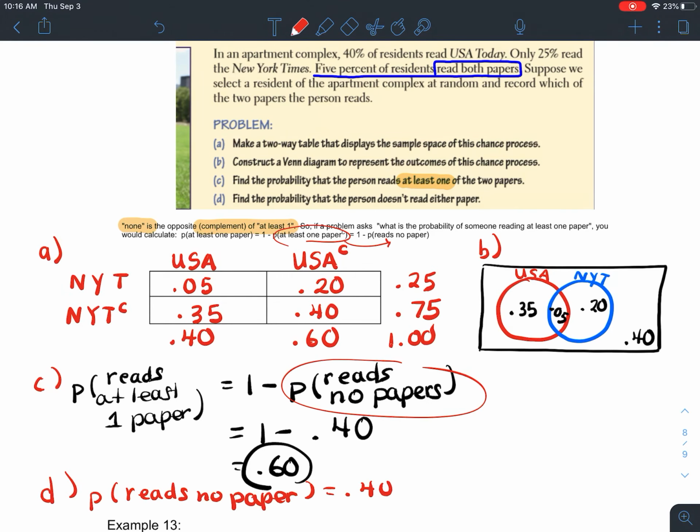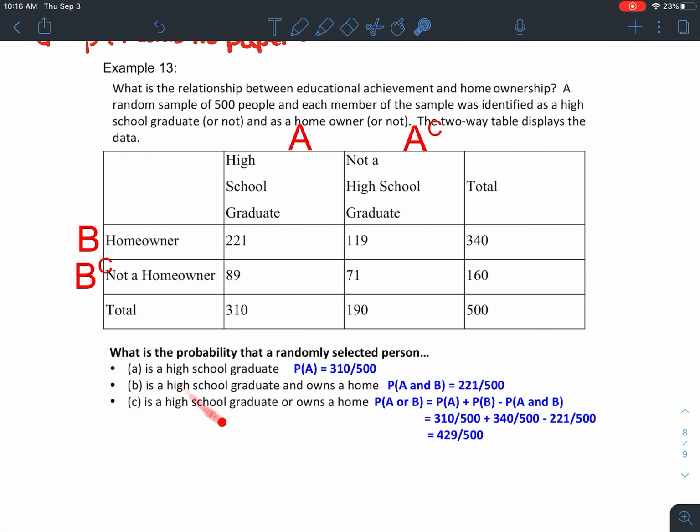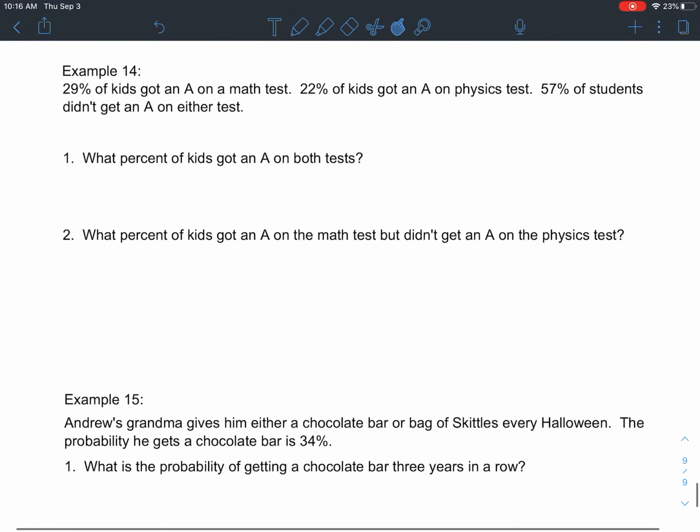Okay, so they're not reading either paper. Probability reads no paper, and we certainly know what that is because we used that right here. That is the 40%. Okay. All right, if you were to take a look at the example underneath this, this is just another two-way table problem asking you some various probabilities. I've filled that in for you just so you have another example to reference and look at.